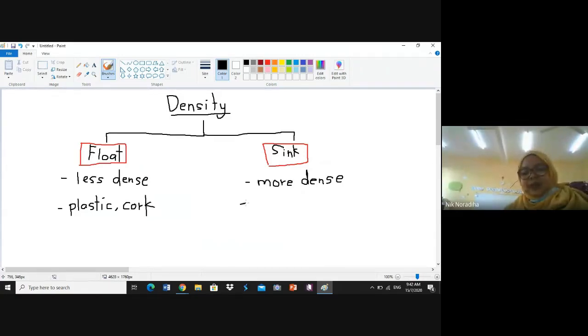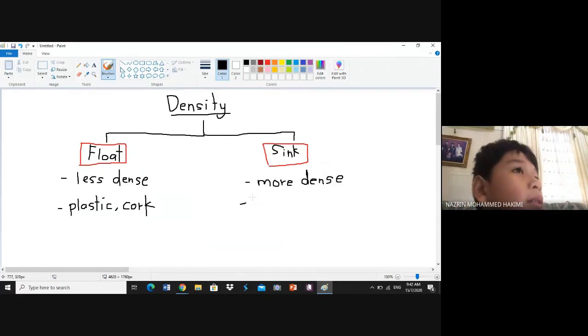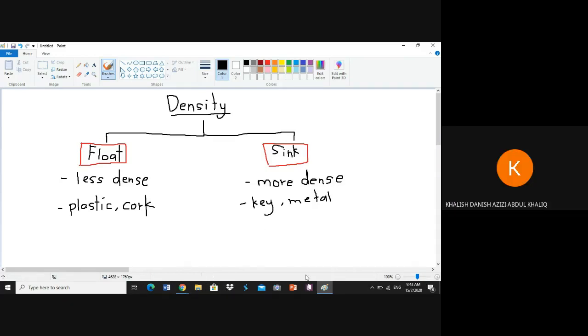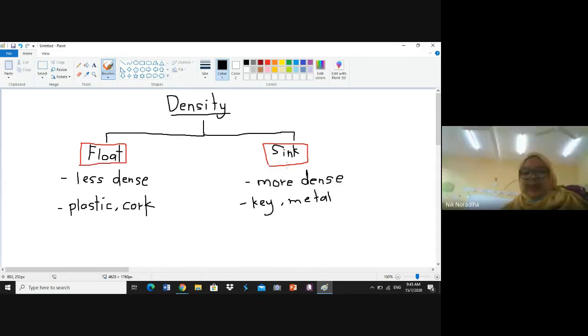For material that sinks, who answered key just now? Key, right? Material that is made up from metal will most likely sink in water. Okay, so key and metal. You can write this inside your notebook. Clay sinks. Yes, clay sinks in water.